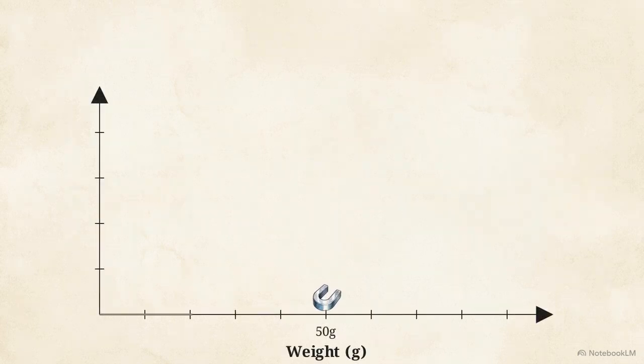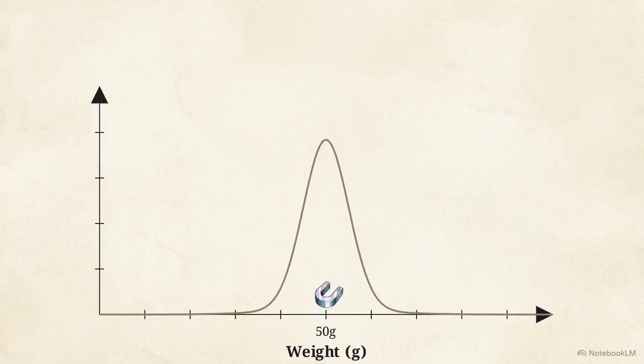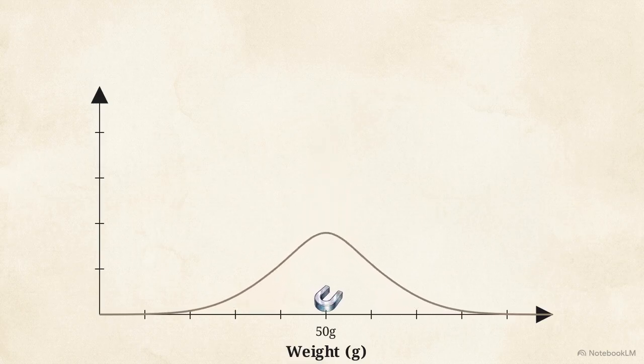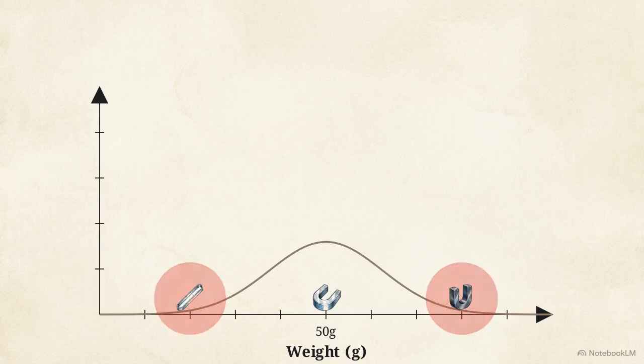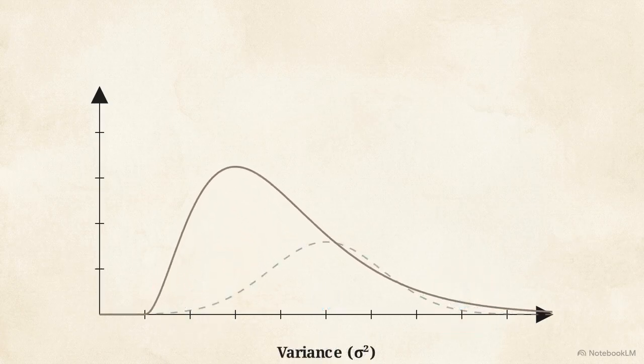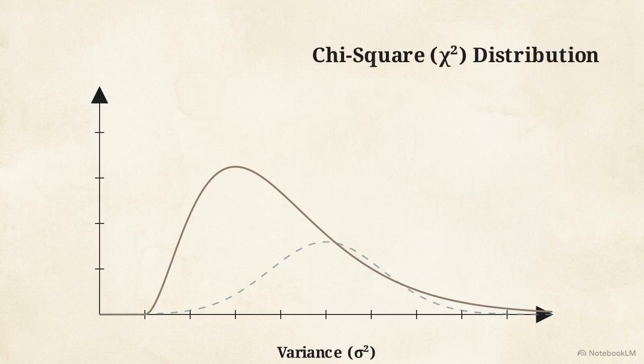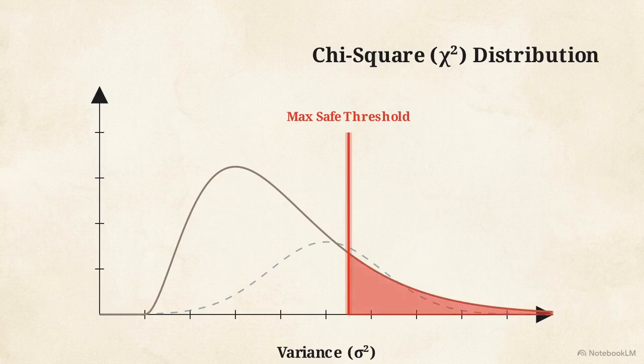The average weight hits exactly 50 grams, but the machine is shaking violently. Looking at the distribution curve of the bracket weights, the peak is dead center, but the curve is wide and flat. We are getting a chaotic mix of paper-thin parts and heavy, chunky brackets. To address this instability, we test the population variance using a chi-square distribution. Unlike the mean, where we cared about both too heavy and too light, here we only care if the variance exceeds a maximum safe threshold. That makes this a one-tailed test, concentrating our entire rejection region on the far right side.